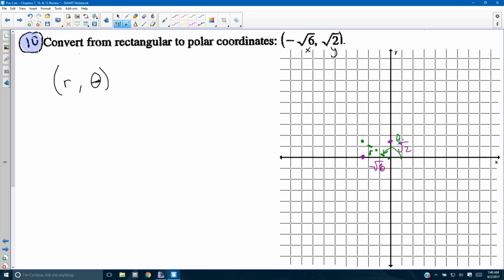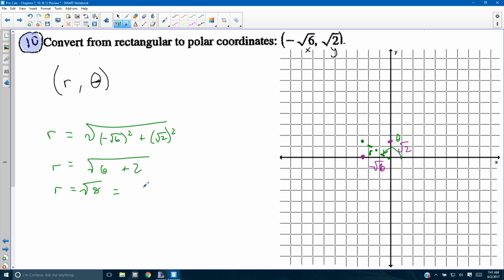Either in degrees or radians, we can determine what that's going to be. So R, if we use the Pythagorean theorem here, R squared is x squared plus y squared. So R is the square root of negative root 6 quantity squared plus root 2 quantity squared, like that. R is the square root of 6 plus 2. R is the square root of 8, which can be simplified to 2 root 2. So R's magnitude is 2 root 2. Or you can write absolute value of R if you so wish. So the magnitude of R there is 2 root 2.